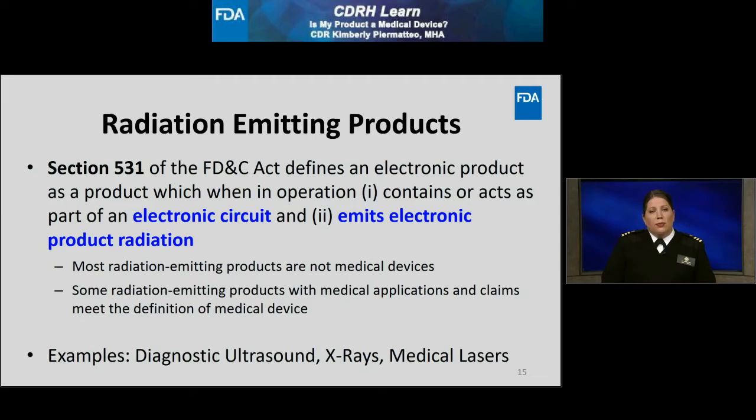Examples of radiation-emitting products which also meet the definition of a medical device are diagnostic ultrasounds, X-ray machines, and medical lasers. Links to where you can find more information on radiation-emitting products and the electronic product regulations are found on the resources slides at the end of this module.